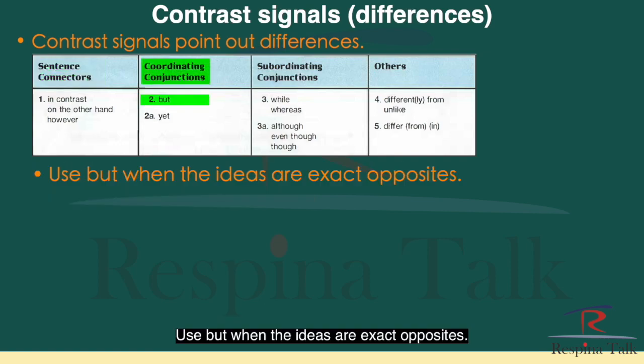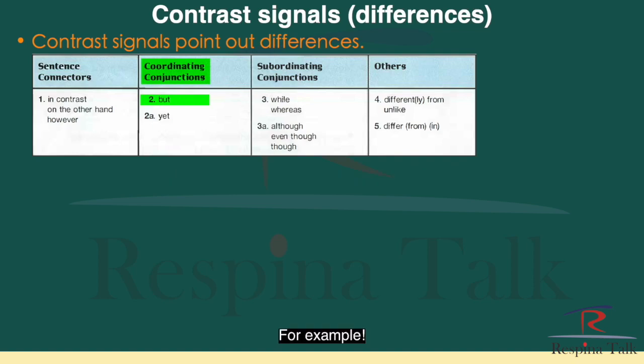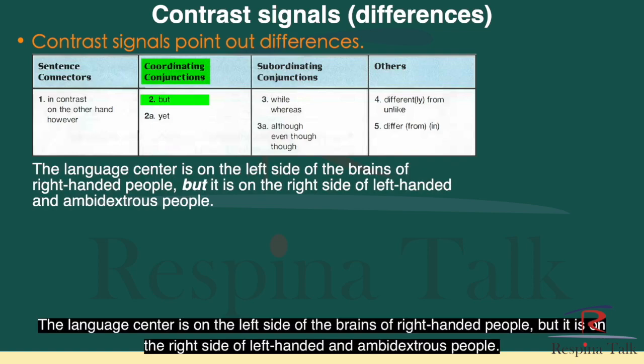Use but when the ideas are exact opposites. For example, the language center is on the left side of the brains of right-handed people, comma, but it is on the right side of the left-handed and ambidextrous people.